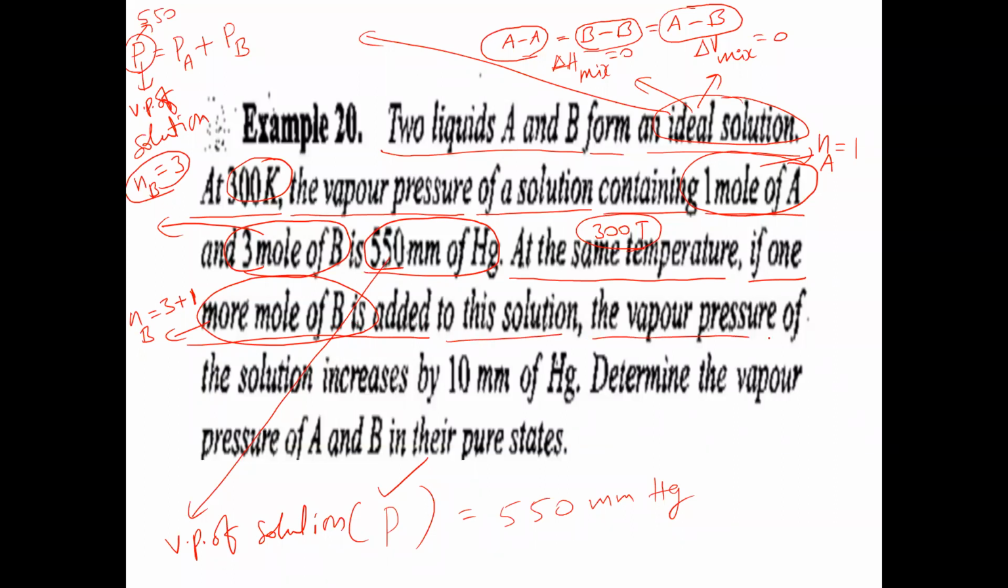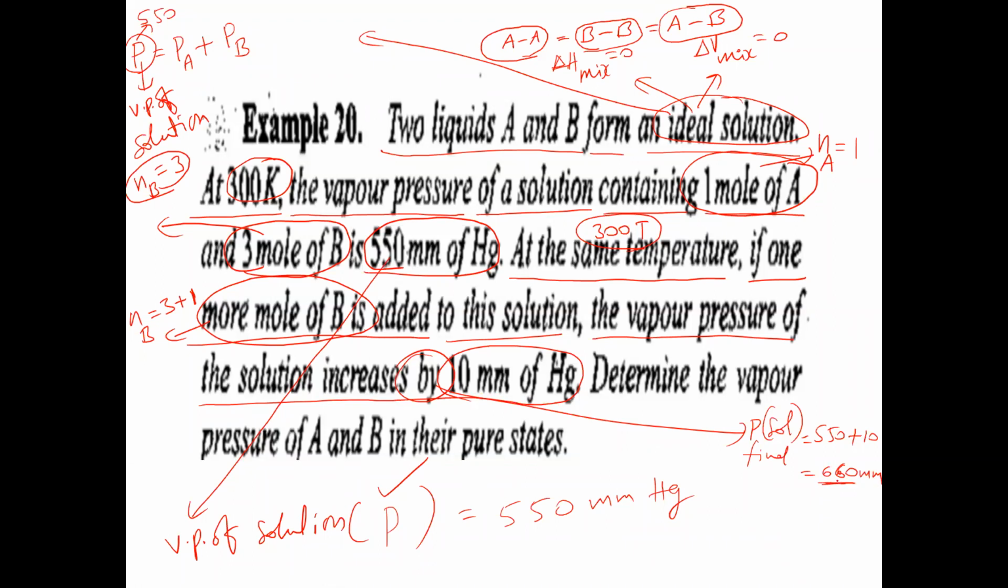If one more mole of B is added to the solution, then the vapor pressure of the solution increases by 10 mm. Initially 550 mm was given. Now P of solution final is equal to 550 initially, plus the increase of 10. That means 560 mm of mercury.